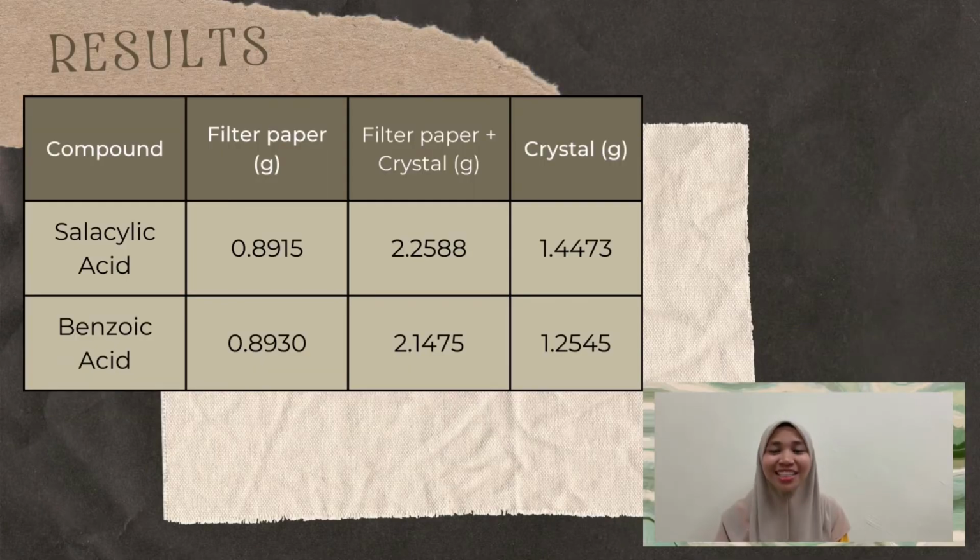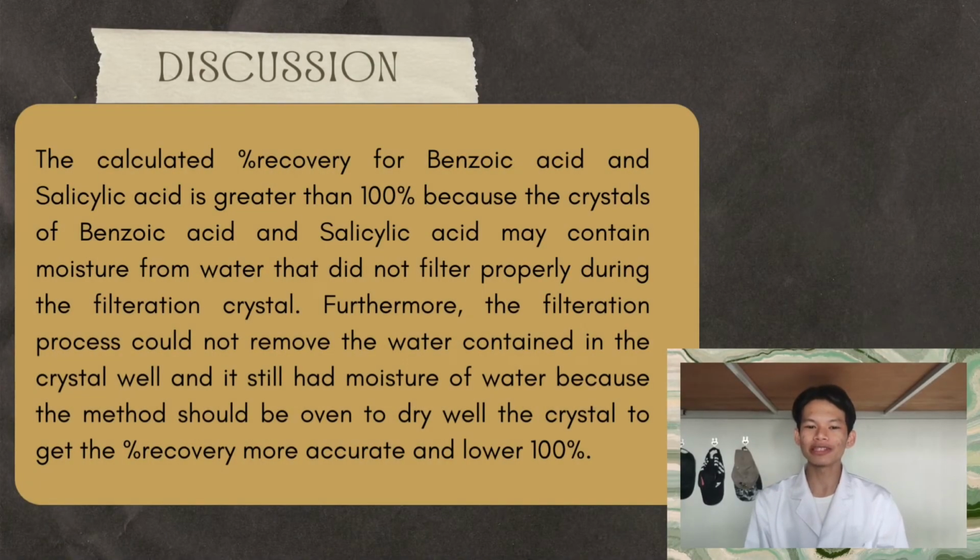Based on this experiment, the result obtained achieved the objective of this experiment, whereas the pure crystal weight obtained for salicylic acid and benzoic acid is 1.4473 gram and 1.2545 gram respectively. I will explain the discussion of this experiment.